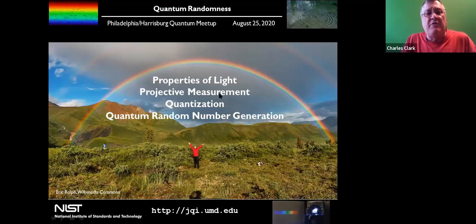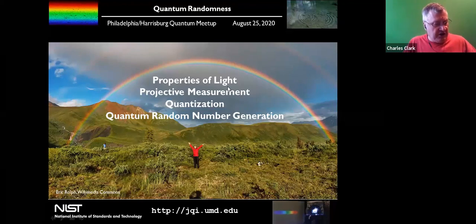Properties of light, and then there's something called projective measurement, which is a core concept of quantum mechanics, but it comes up very directly in an application that you might be familiar with. That is watching 3D movies with special glasses in the theater. Then the properties of light and projective measurement, when they confront the quantization of light that is due to Albert Einstein, they have surprising consequences, and we'll conclude with how those consequences are employed in practice today for quantum number generation.